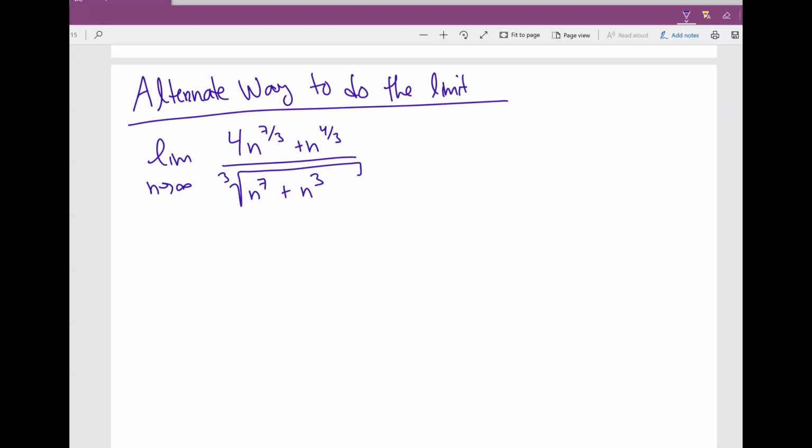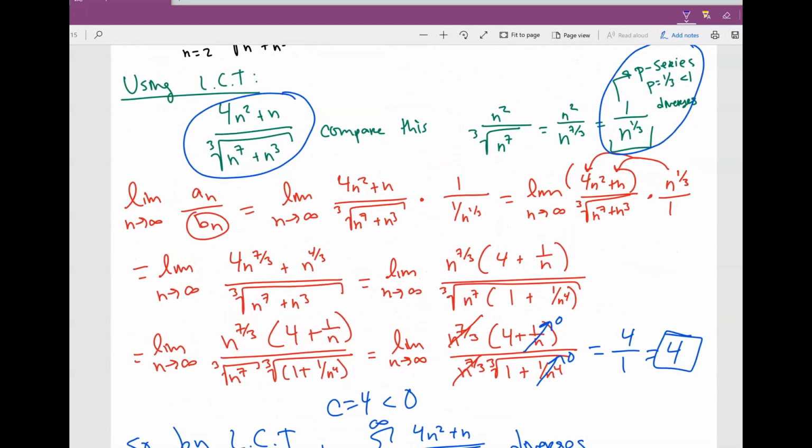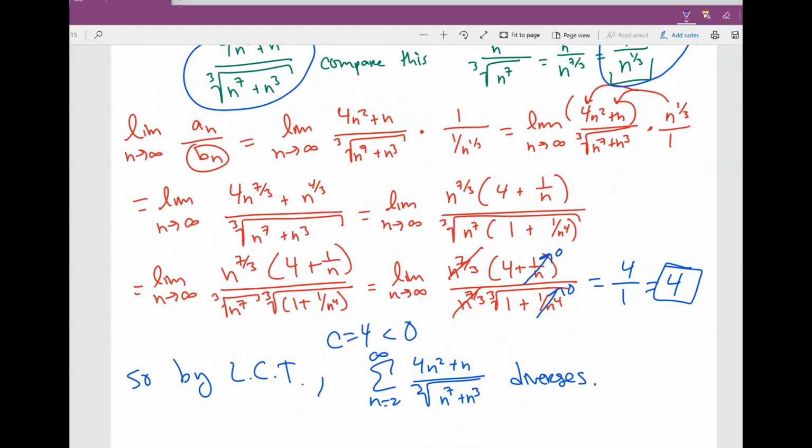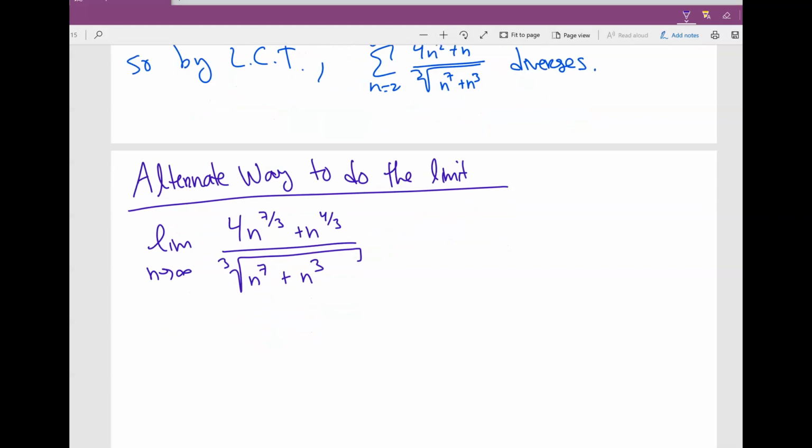Let me do an alternate way to do the limit that we did in the previous problem. If this factoring thing confused you, and you were wondering if there is another way to try this problem, well, there is. It's more of a Calc 1 approach and less algebra. I mean, there's still algebra in it, but it's more of a Calc 1 thing.